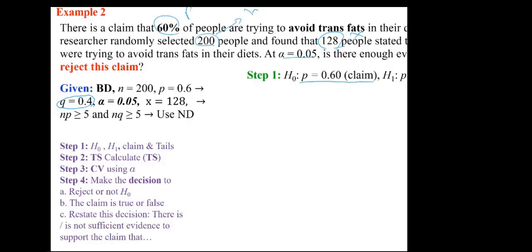Now, the second step involves calculating the test statistic. To calculate the test statistic, look at the top formula. To use that, we need p hat first. So we calculate p hat as x over n, or 128 over 200. So the z-score is p hat, which is 0.64, minus p, which is 0.6, over the square root of pq over n, 0.6 times 0.4 over 200. And now this is just the simple math you do. The calculation results in 1.15.